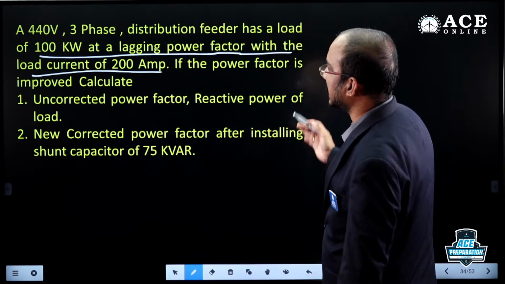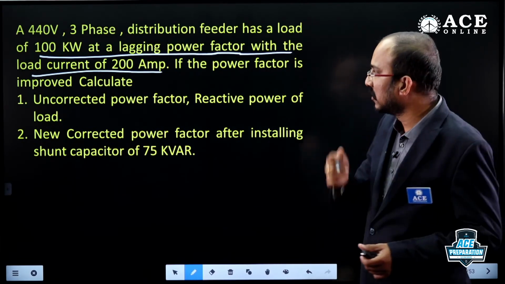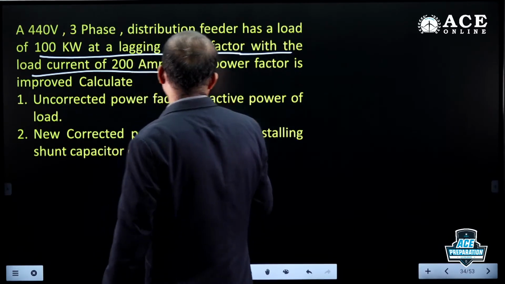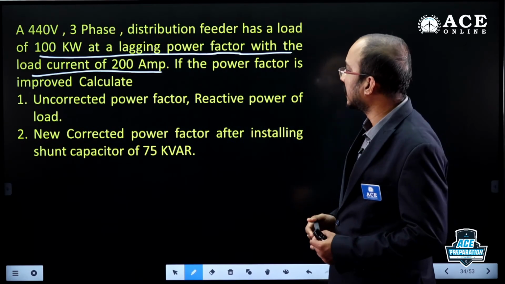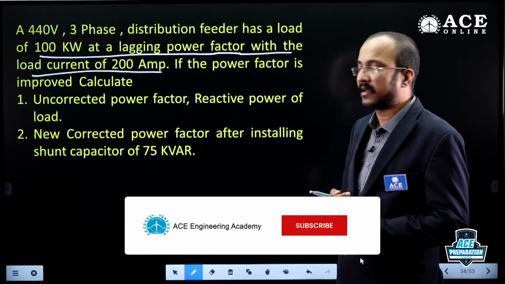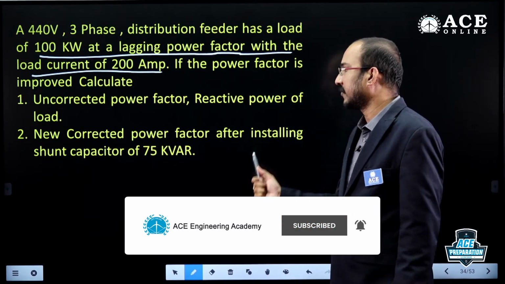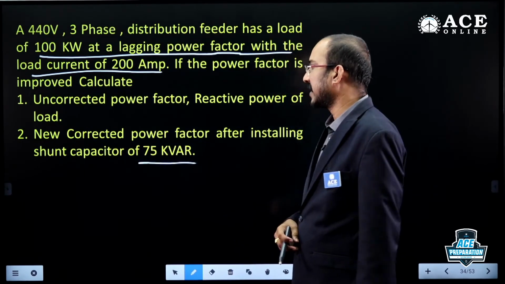If the power factor is to be improved, he is going for improvement in power factor. First question he is asking is, what is the uncorrected power factor and reactive power of the load? And next, what is the new corrected power factor after installing a shunt capacitor of 75 kVAR?